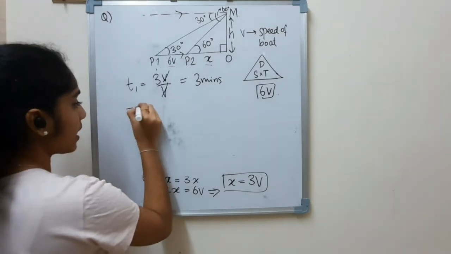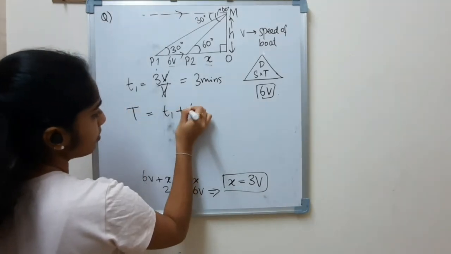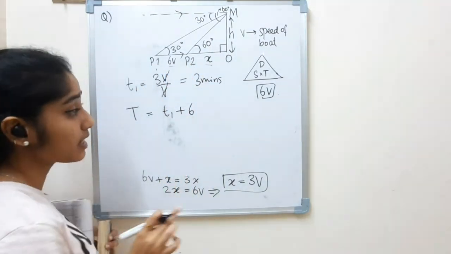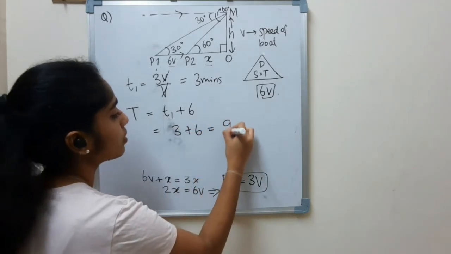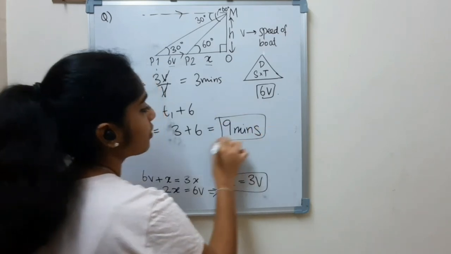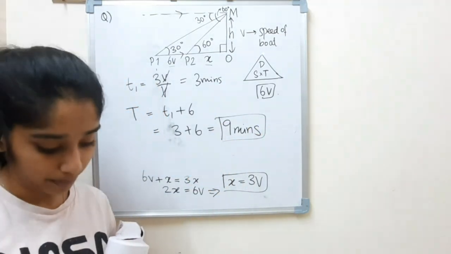Now the total time T will be t1 plus 6, because we know from P1 to P2 it takes 6 minutes. So we have 3 plus 6 equal to 9 minutes in total. So it takes 9 minutes for the boat to reach the shore from point 1 to O.